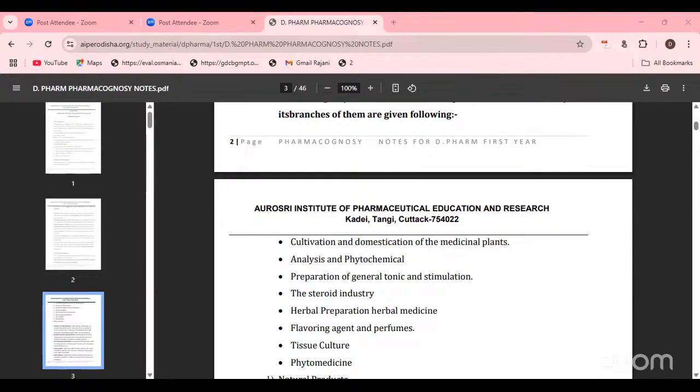Flavoring agents to the herbal medicine, herbal preparation.